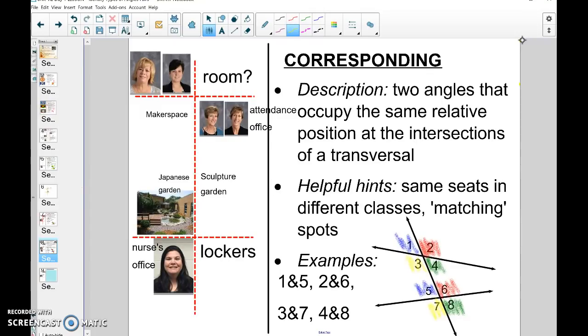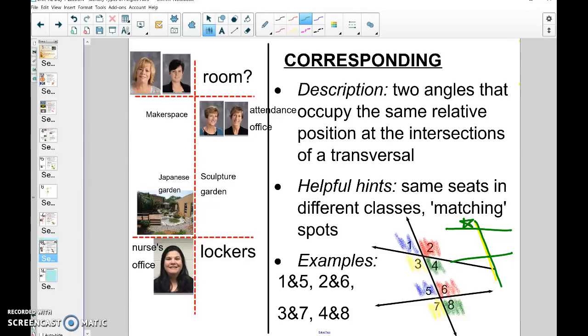All right, description: two angles that occupy the same relative position at the intersections of the transversal. Some helpful hints: same seats in different classes or matching spots. Again, with this picture down below, please don't draw all of those in. You're going to make your page very messy and confusing.